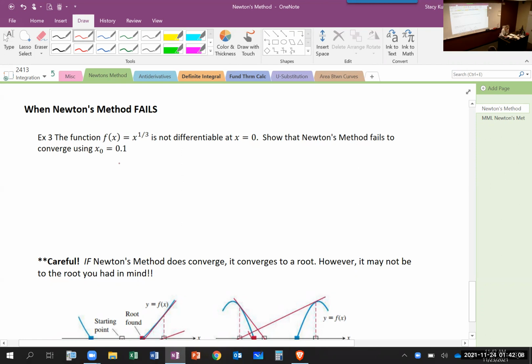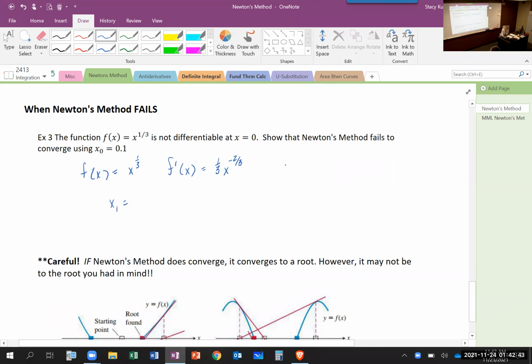So let's just use our calculator here. We know that the function is equal to x to the 1/3. The derivative would be what? What's the derivative? One-third x to the what? Negative 2/3. Okay.